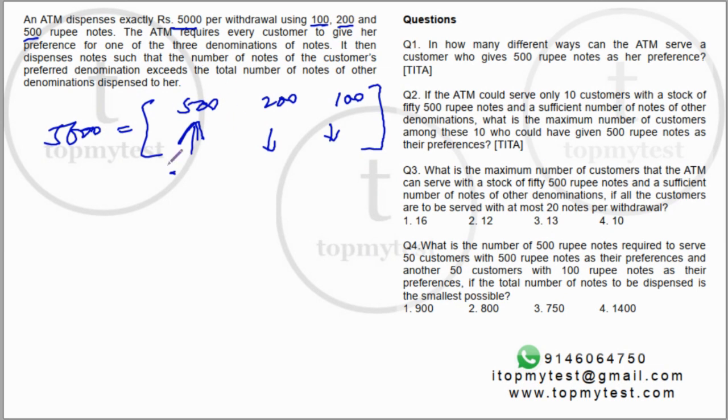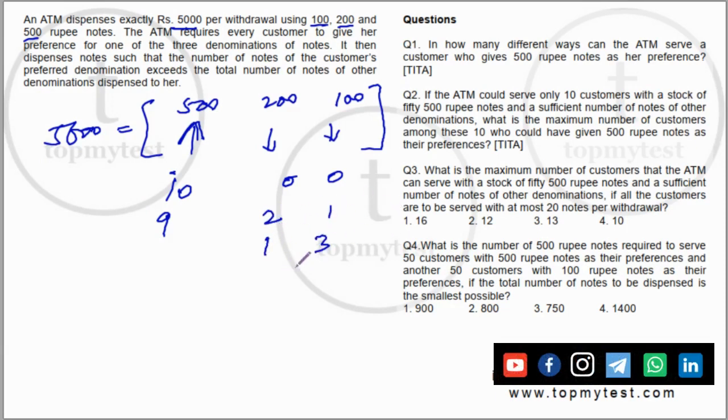Let's take a simple example. Suppose I have 10 500 rupee notes. 5,000 is done. If I take 9 500 rupee notes, that is 4,500. I can do 2 and 1. I can do 1 and 3. Or I can do 0 and 5. As I reduce the number of 500 and 200 rupee notes, the number of 100 rupee notes will increase because the total amount remains the same, right?